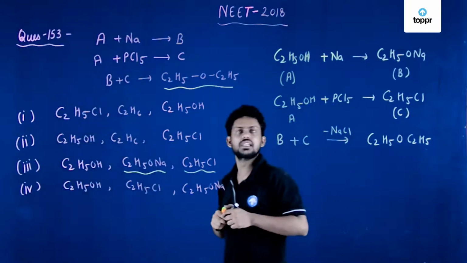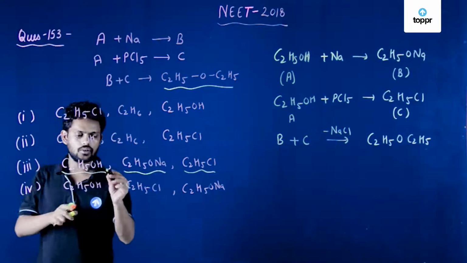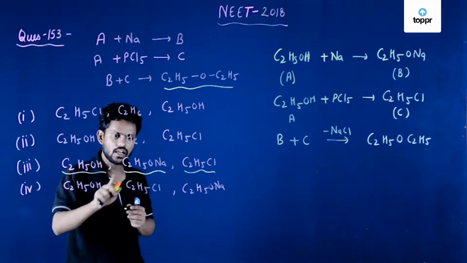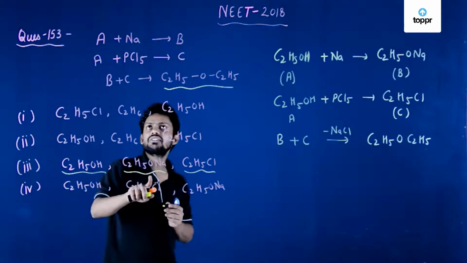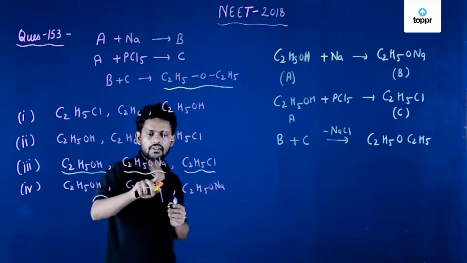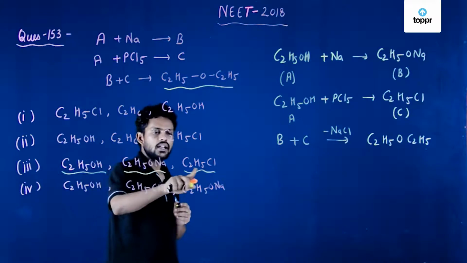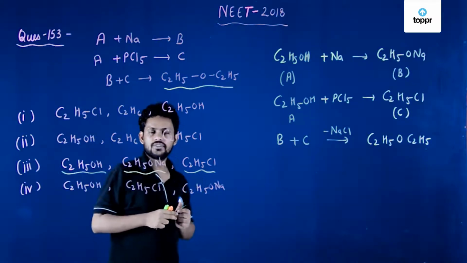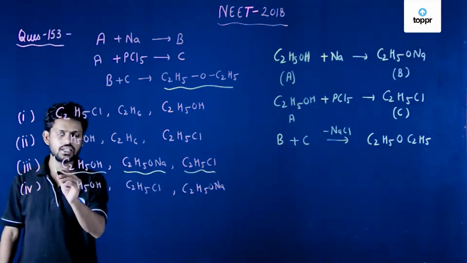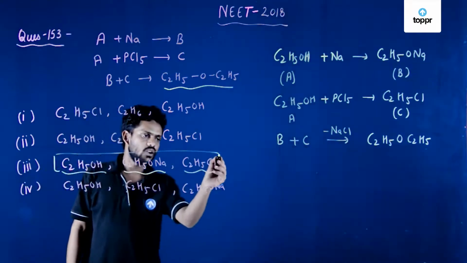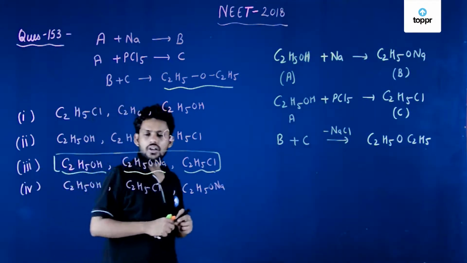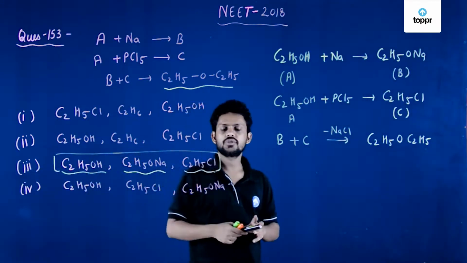So your A is nothing but your alcohol, which is in option number 4 as well. But your B, because it is reacting with sodium, is not chloride, right? So it is sodium ethoxide, and your C is C2H5Cl. So that means option number 3 is the correct option. This was not a difficult question at all. So option number 3 is the correct option in this case.